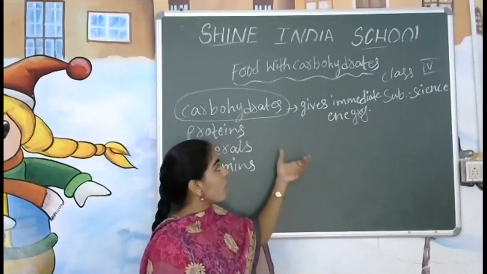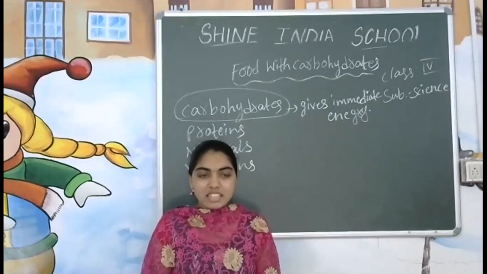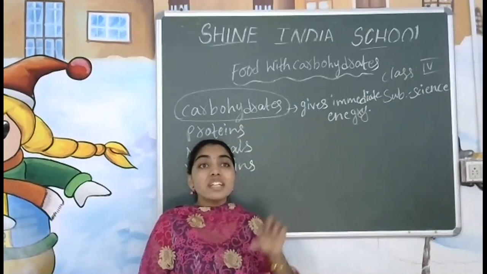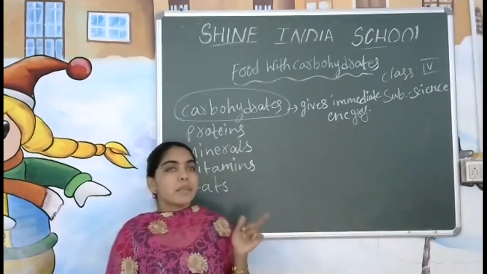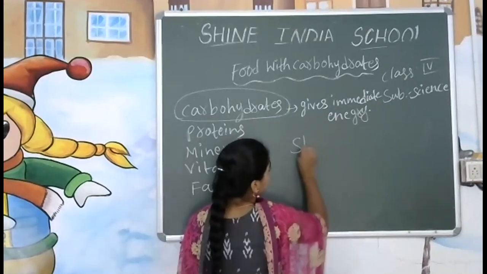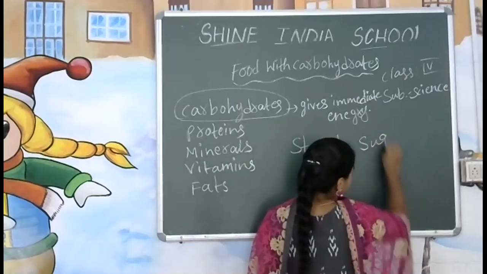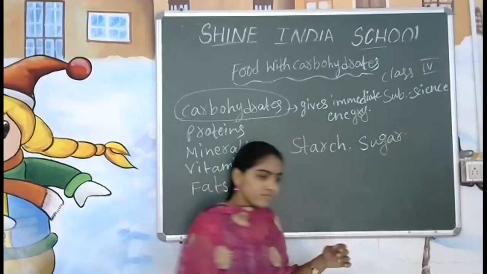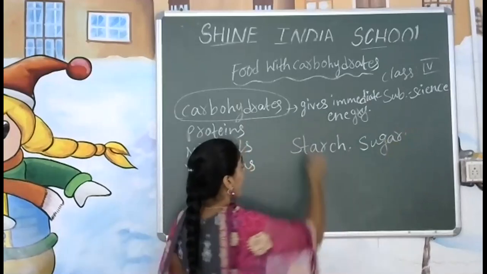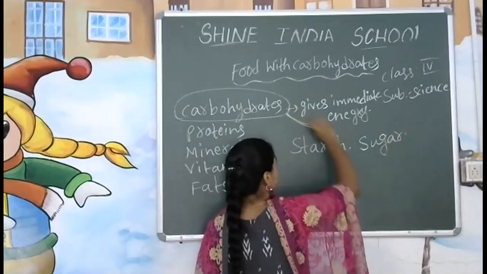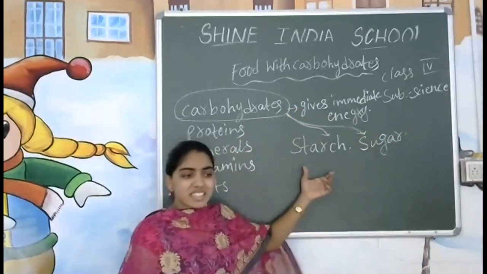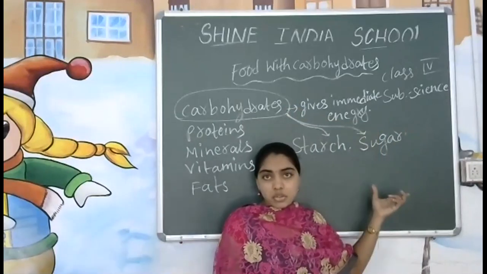So today we are going to know how carbohydrates are there in the food and how we can test whether carbohydrates are present or not. Carbohydrates are divided into two types, starch and sugar. Listen carefully. Carbohydrates are divided into two types. The first one is starch and the second one is sugar.